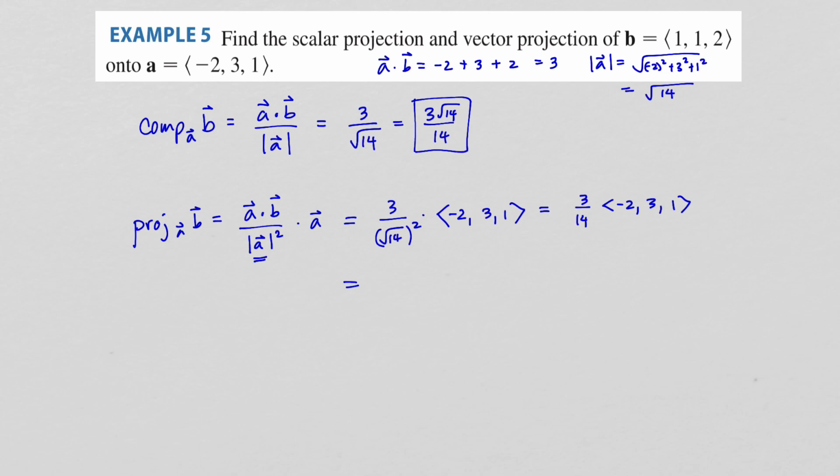And if I distribute that, we are going to get 3/14 times negative 2, which is negative 3/7. 3/14 times 3, which is positive 9 over 14. And finally, 3/14 times 1, which is 3/14. And this is the vector projection of B onto A. And that concludes this video lesson.